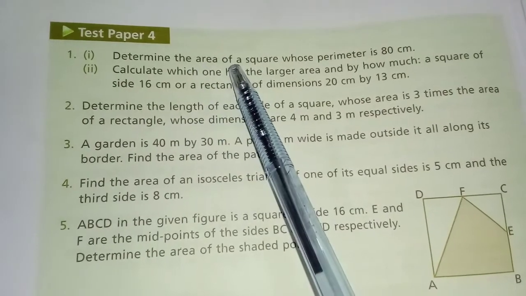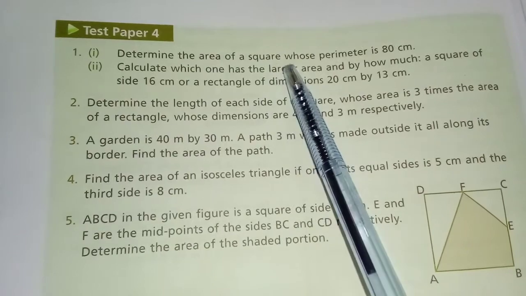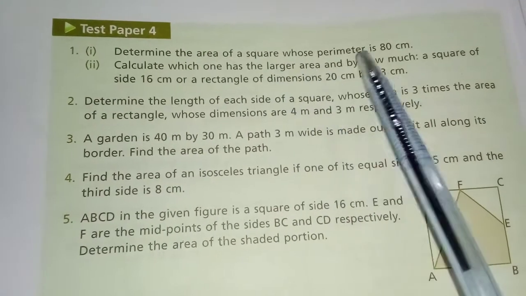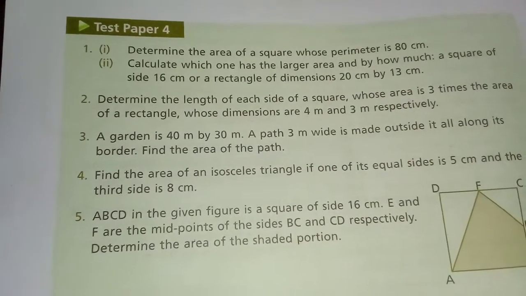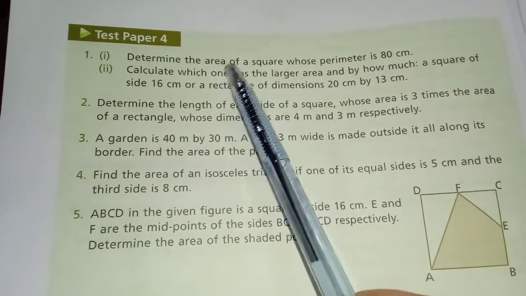And for the area of the square, as we know, the area of a square is equal to side multiplied by side. So first of all, we have to find the side of the square with the help of the perimeter. You have to put the formula P is equal to 4L. Then you have to find the value of L, and then you have to find the area of the square.